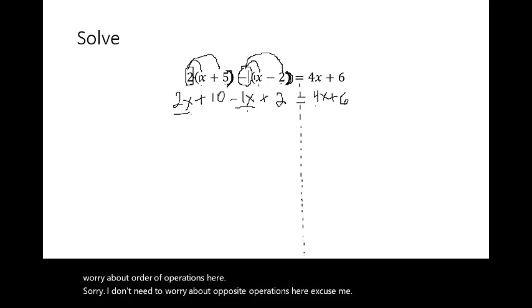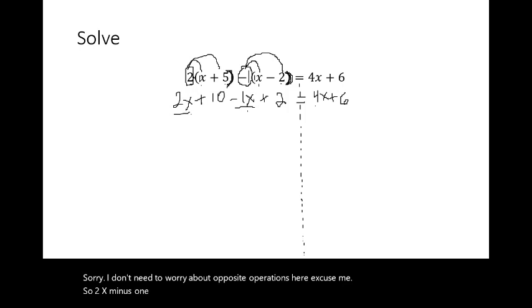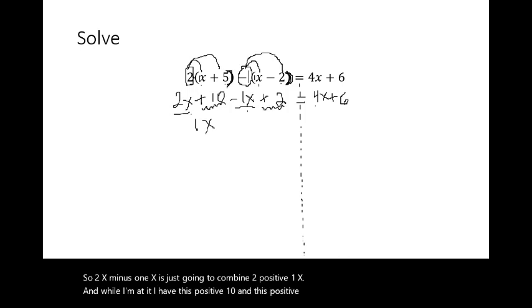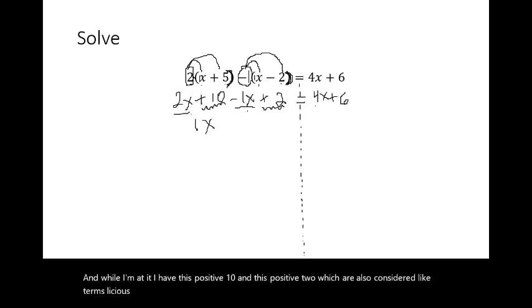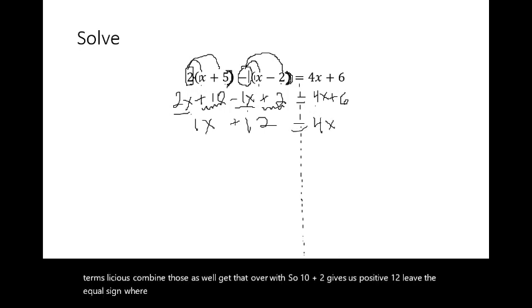So 2x minus 1x is just going to combine to positive 1x. And while I'm at it, I have this positive 10 and this positive 2, which are also considered like terms. Let's just combine those as well, get that over with. So 10 plus 2 gives us positive 12. Leave the equal sign where it is, and we have 4x plus 6.